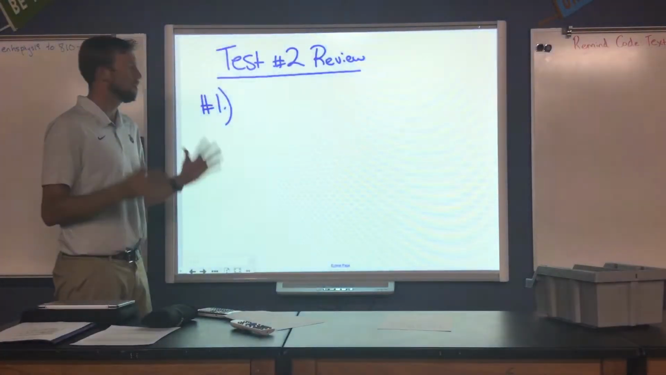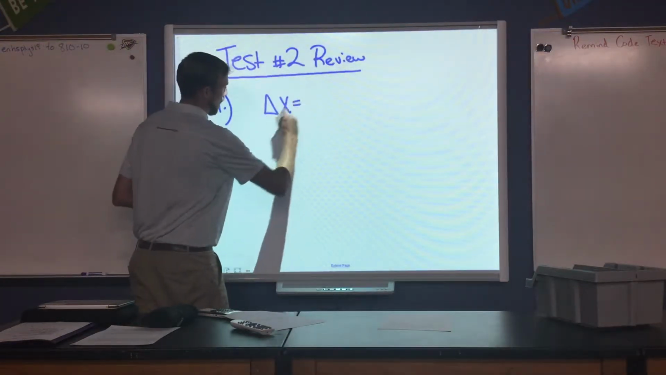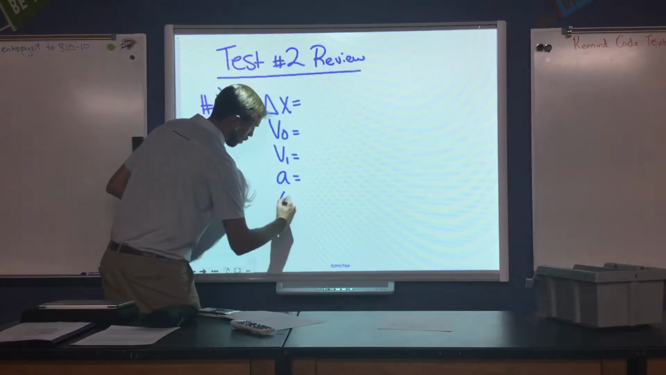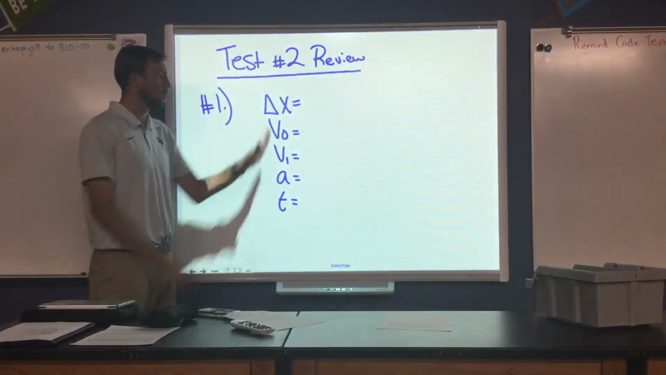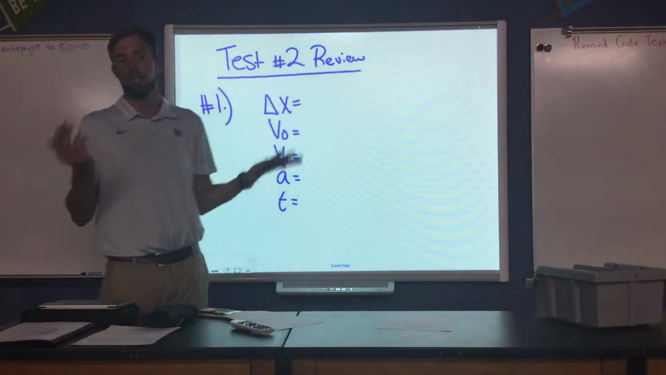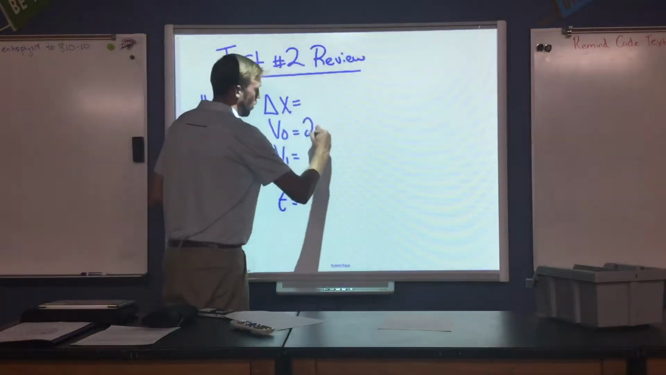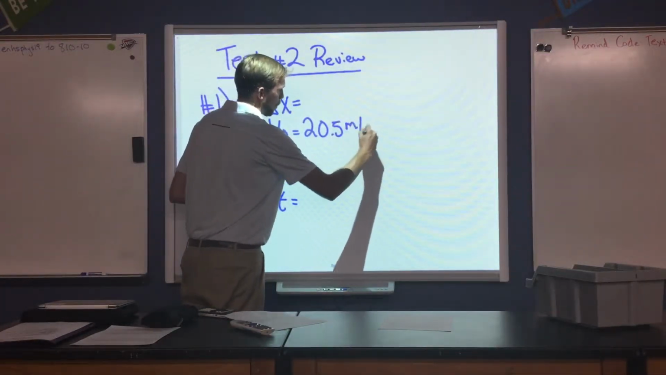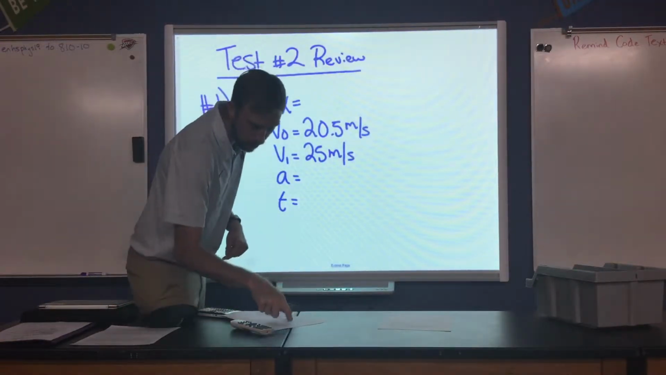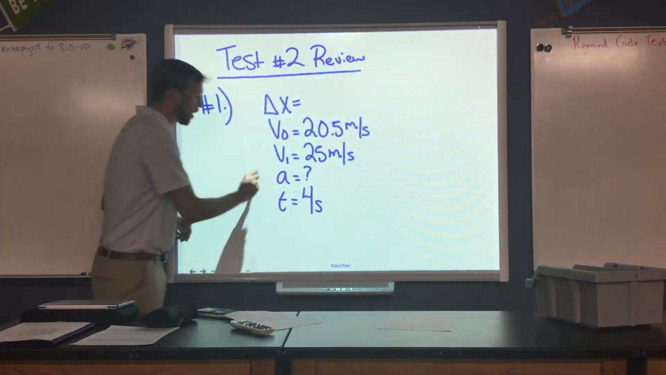With any kinematics problem, I'm going to skip drawing a picture just so we can save some time here. I'm going to list out my variables: delta x, initial velocity, final velocity, acceleration, and time. I'm not going to put all of my subscripts on the variables because here we're just looking at a car traveling horizontally. We don't know anything about delta x, how far we go, but we do know we start at 20.5 meters per second and accelerate up to 25 meters per second in a time of 4 seconds. We're looking for the acceleration of the car.